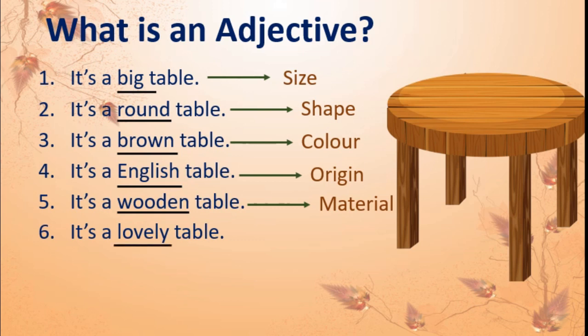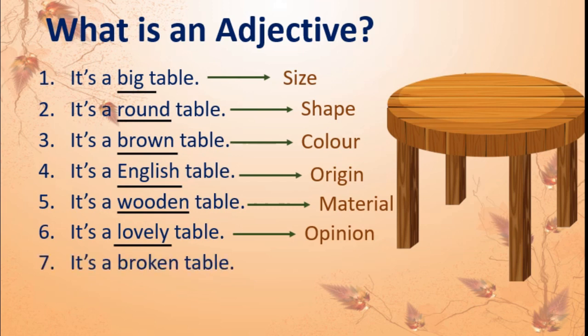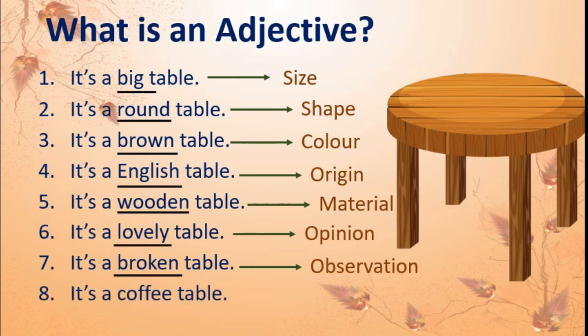Next one is, it's a lovely table. See, here lovely is an adjective which describes the table. Lovely tells us the opinion of a person. He liked that, so he said it is a lovely table. Next, it's a broken table. Broken is an adjective used here, so it tells us about the observation or feelings of a person.